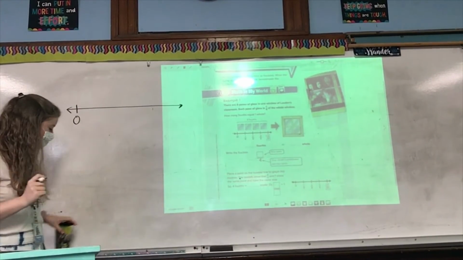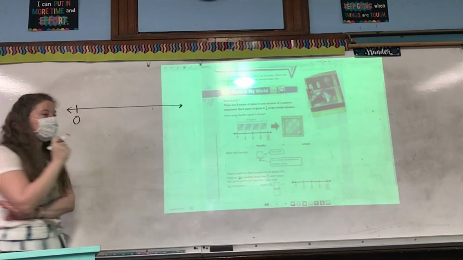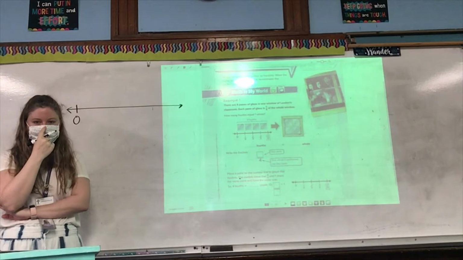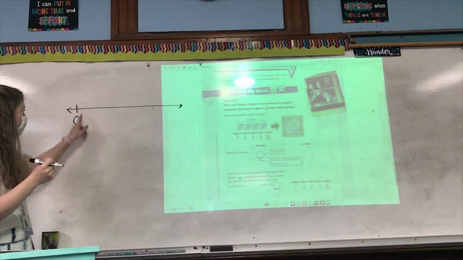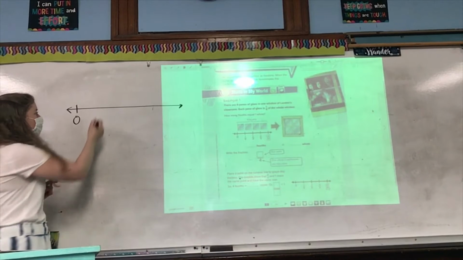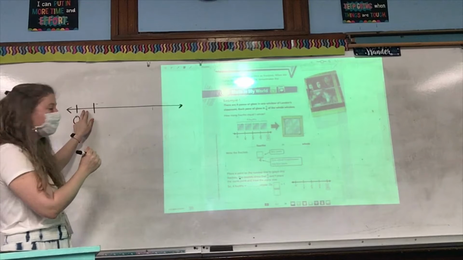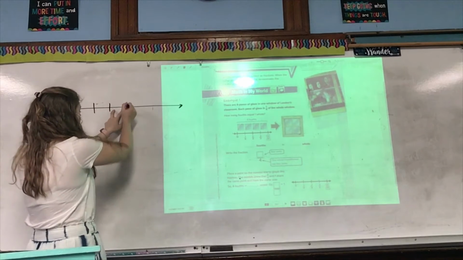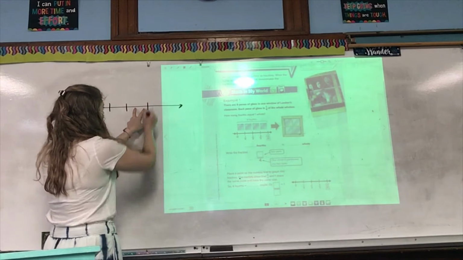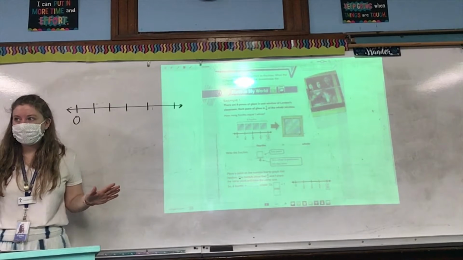Zari, what should I break my number line into? What fraction should I use? How many pieces should I break my whole number line into? 5. So here's the beginning of my first piece. And the end. So there's 1, 2, 3, 4, 5. When I'm breaking my number line up, do I count the tally marks?